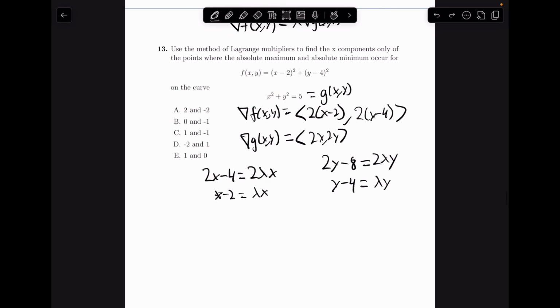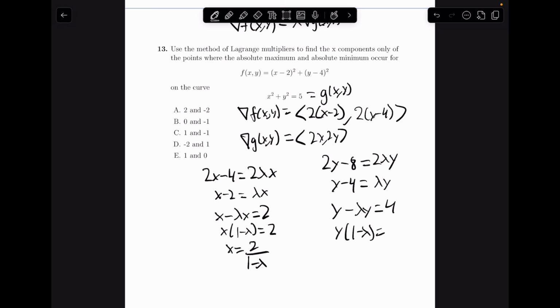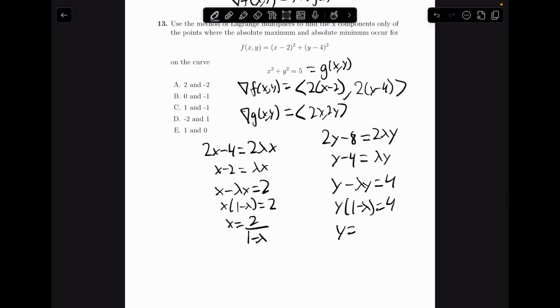From this equation right here, let's solve for x. So we're going to get x minus lambda x is going to be equal to 2. So we have x times 1 minus lambda is equal to 2. So x equals 2 over 1 minus lambda. That's nice. And same thing for the second equation, y minus lambda y is equal to 4. So y times 1 minus lambda is equal to 4. So we have y equals 4 over 1 minus lambda.